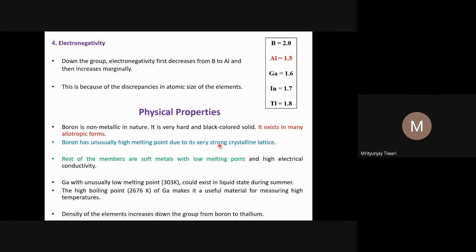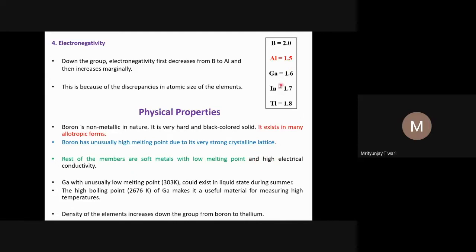And then we show the physical properties, particularly boron. What we saw, it exists in many allotropic forms, and it forms a very strong crystalline lattice. And because of the formation of a very strong crystalline lattice, its melting and boiling point is highest in the group, because it is very difficult to break that crystalline lattice to make this boron crystals melt or even go to evaporation. So we need to provide high energy, so its melting and boiling point is highest in the group. Rest of the members are soft metals with low melting point and high electrical conductivity, as they are metals.